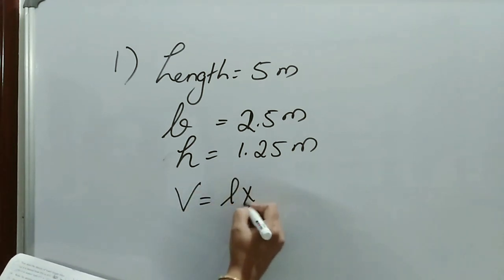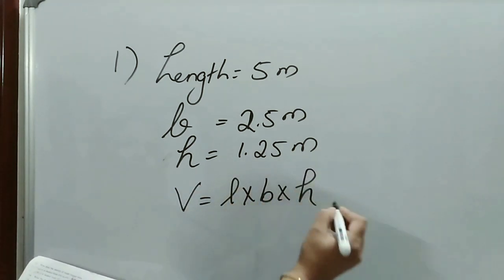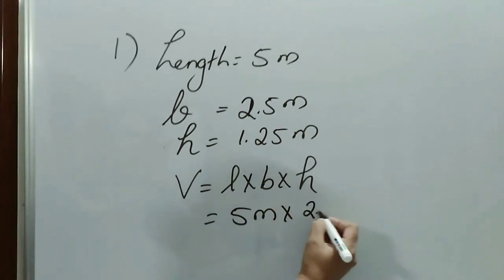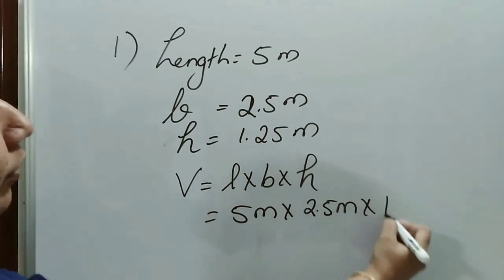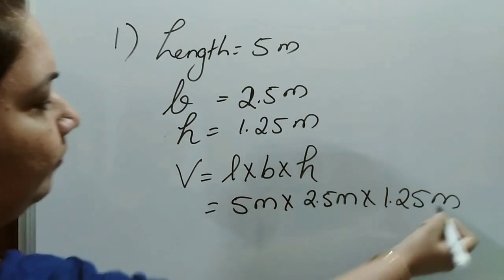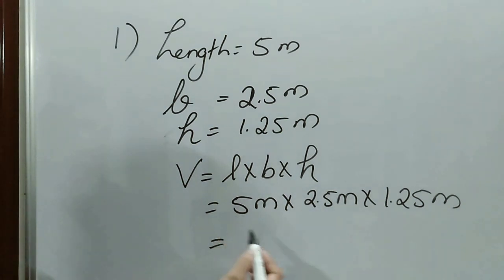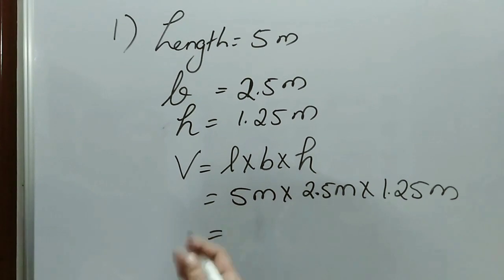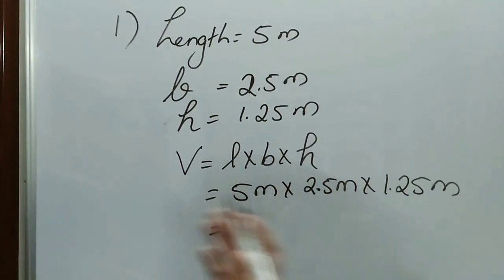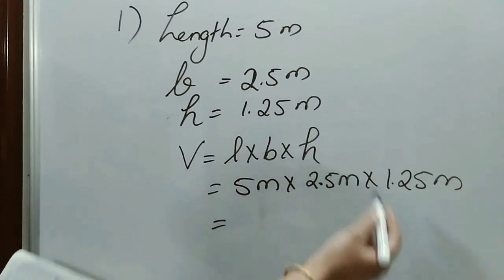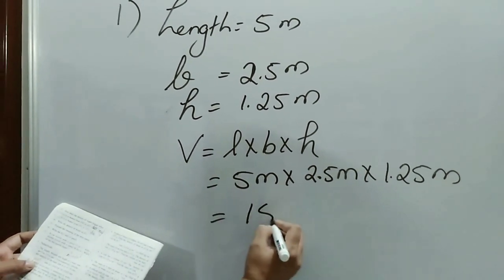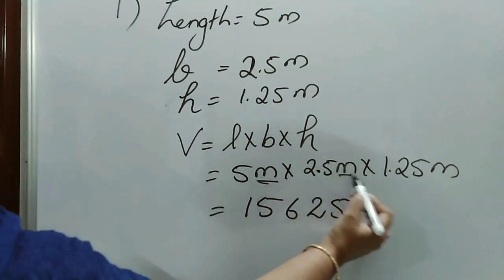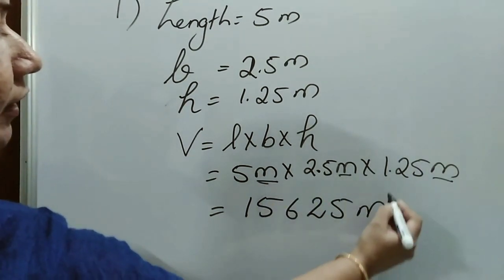Volume is L into B into H, length into breadth into height. You will get 5 meter into 2.5 meter into 1.25 meter. While multiplying, for calculation we can just neglect the decimal and multiply 5 into 25 into 125. You will get 15,625. Meter into meter into meter, you will get meter cube.